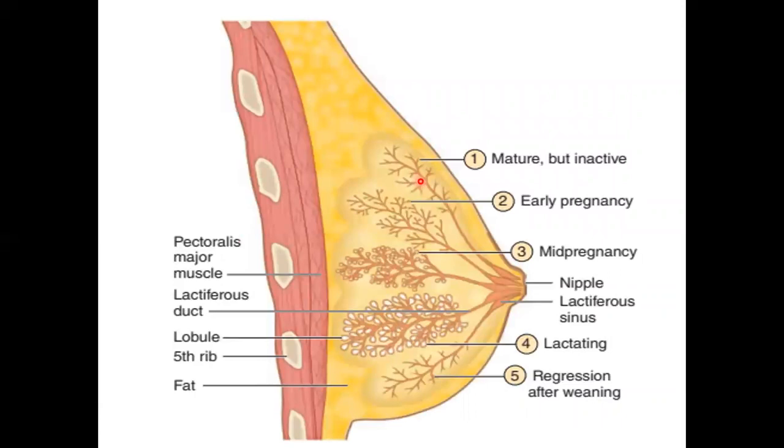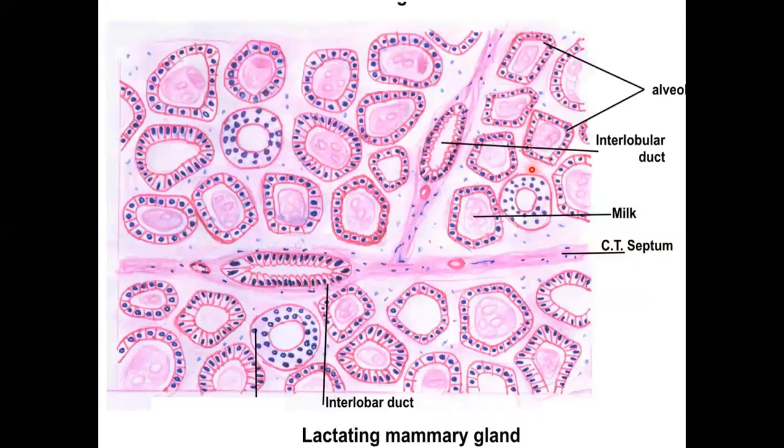Again, you will find here the phases of the mammary gland: resting mammary gland 1, 2, and 3 mammary gland during pregnancy, and number 4 mammary gland during lactation. And finally, the mammary gland weaning and regression, number 5, it returns to the resting state. Lactating mammary gland, we have here lactating mammary.